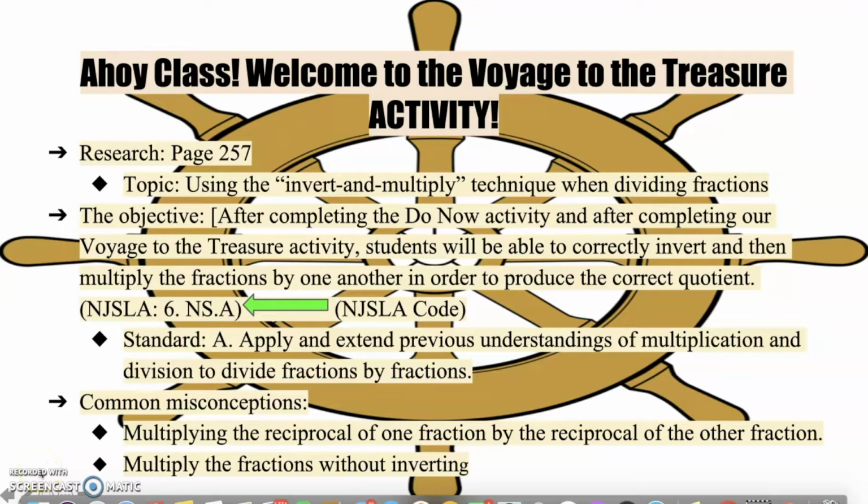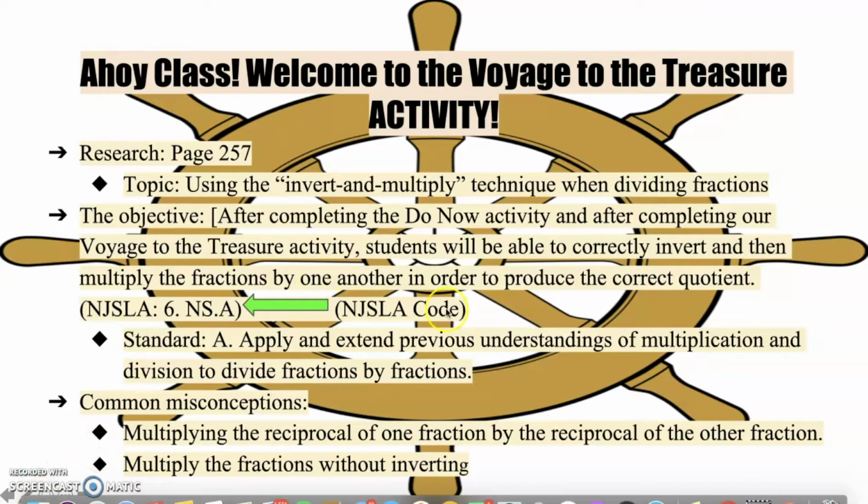Hi everyone, so my topic for the From the Field Research Project was on page 257 and it focuses on the invert and multiply technique when you're dividing fractions. So the objective that I chose was after the students complete the Do Now activity and the Voyage to the Treasure activity, which I will show momentarily, students will be able to correctly invert and then multiply the fractions by one another in order to produce the correct quotient.